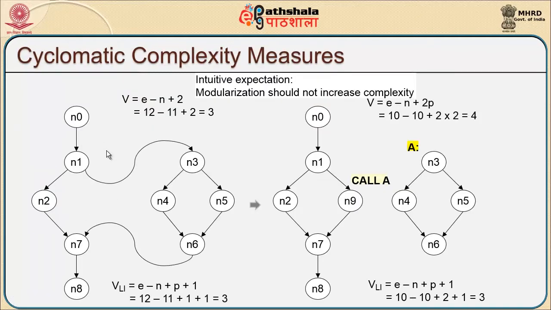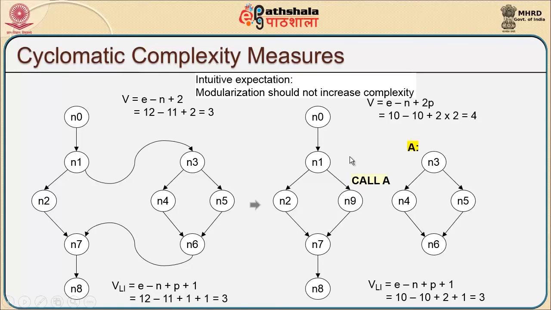So how do we compute the cyclomatic complexity measures? If you look at this particular case, V is equal to E minus n plus 2, where we have one loop, an if then else statement executing here, and another if then else executing here. The number of edges is 12 in this particular case, the number of nodes is 11, plus 2, so the complexity is 3. If we wanted to compute the linearly independent complexity of this graph, it will be E minus n plus p plus 1, so the modules are not taken into account. So it is again 12 minus 11 plus 1 plus 1, which is 3.